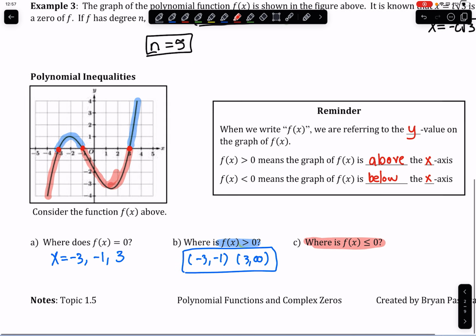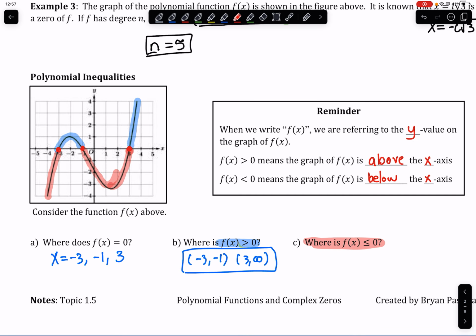Because it's also equal to 0, it's also going to include, again, these red endpoints as well. So we're below the x-axis from negative infinity to negative 3. But because we're including that red endpoint, we're going to use a bracket to indicate that. And we're also below the x-axis from negative 1 to positive 3. But again, because of the equal sign, we're going to include those endpoints, so we're going to use brackets as well. So this is where our function is below the x-axis.